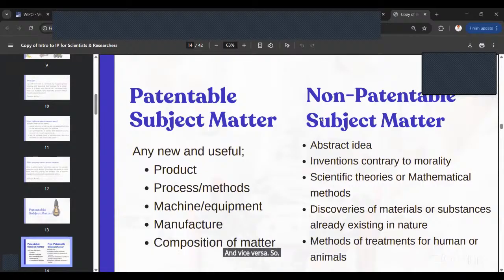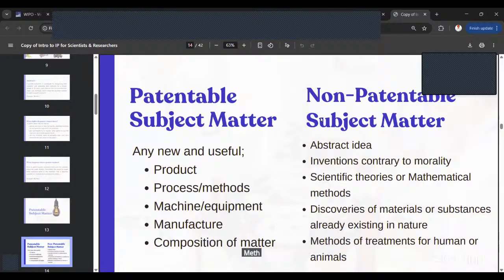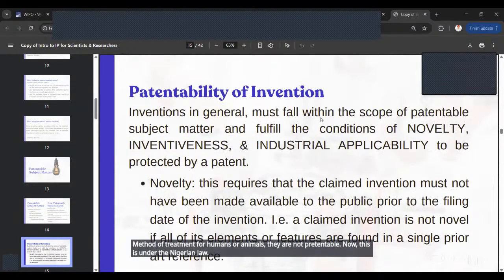So any useful product, process, method, equipment, or composition can be patented. Non-patentable subject matter includes abstract ideas, inventions contrary to morality, scientific theories or mathematical methods, discoveries, and methods of treatment for humans or animals. They are not patentable. Now, this is under Nigerian law. Let's take note of that.